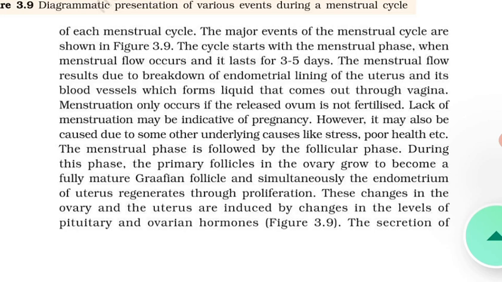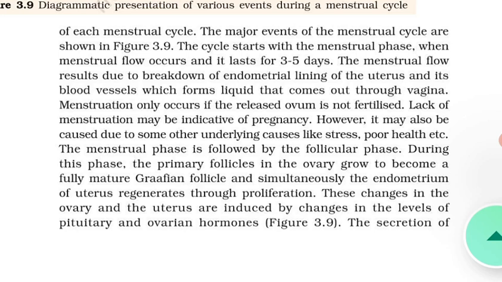Rapid secretion of LH leading to its maximum level during the mid-cycle, called the LH surge, induces rupture of Graafian follicle and thereby the release of ovum, that is ovulation.